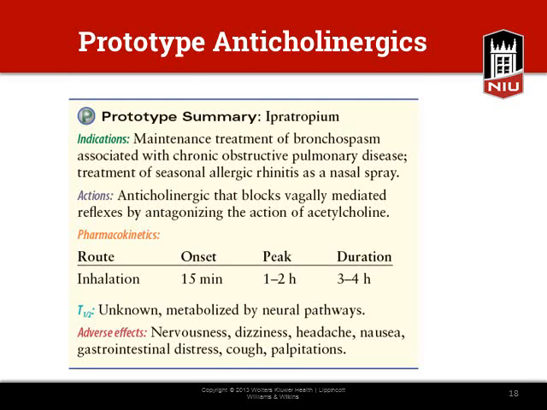So our prototype for our anticholinergic is going to be ipratropium, which we use for management of bronchospasm associated with COPD. Nasally, we could use it for allergic rhinitis. Again, it has its anticholinergic properties, which you're familiar with. When we inhale it, onset 15 minutes, peak 1 to 2 hours, lasts 3 to 4, and adverse effects include anything that we think of with anticholinergic effects.